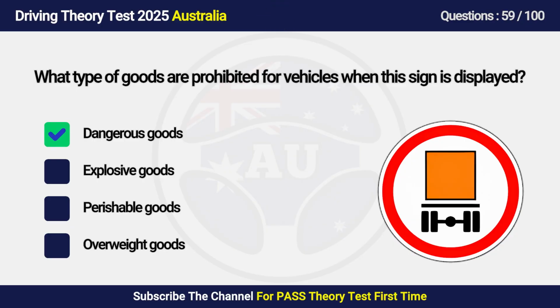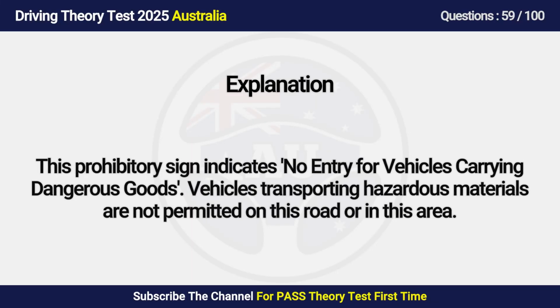Answer is A, dangerous goods. This prohibitory sign indicates no entry for vehicles carrying dangerous goods. Vehicles transporting hazardous materials are not permitted on this road or in this area.